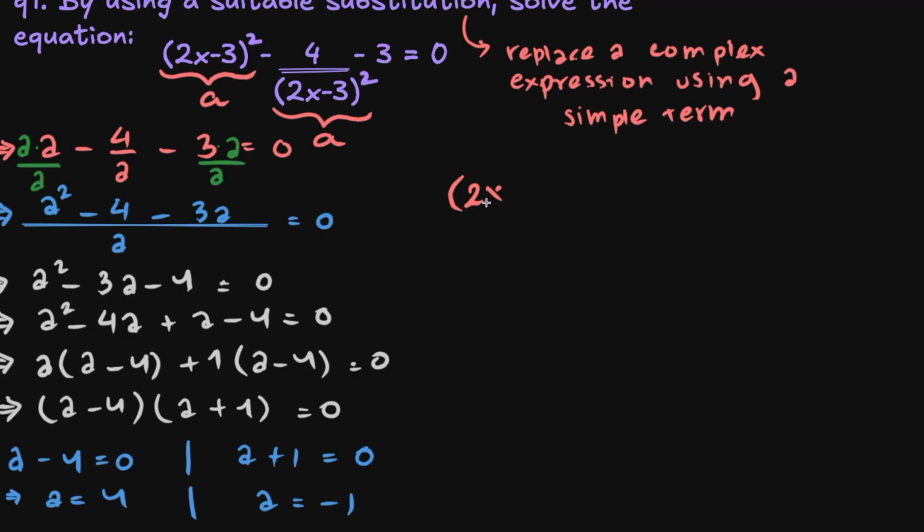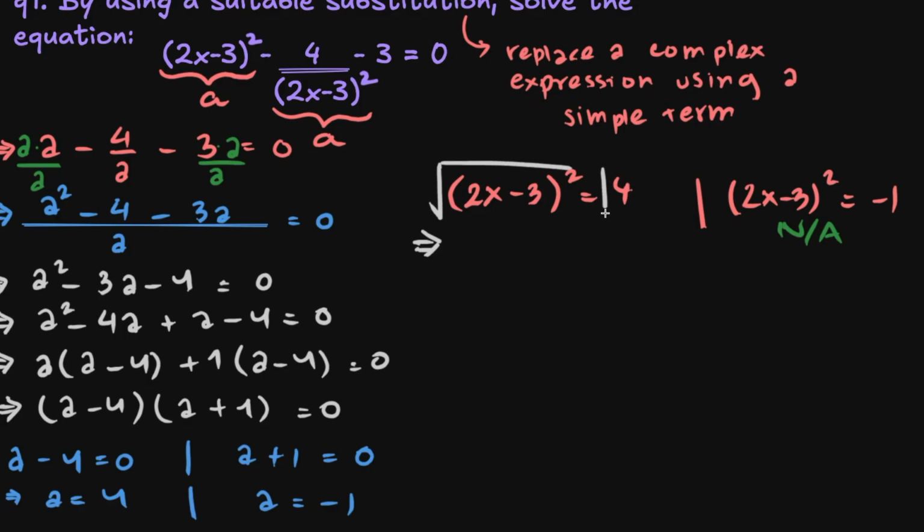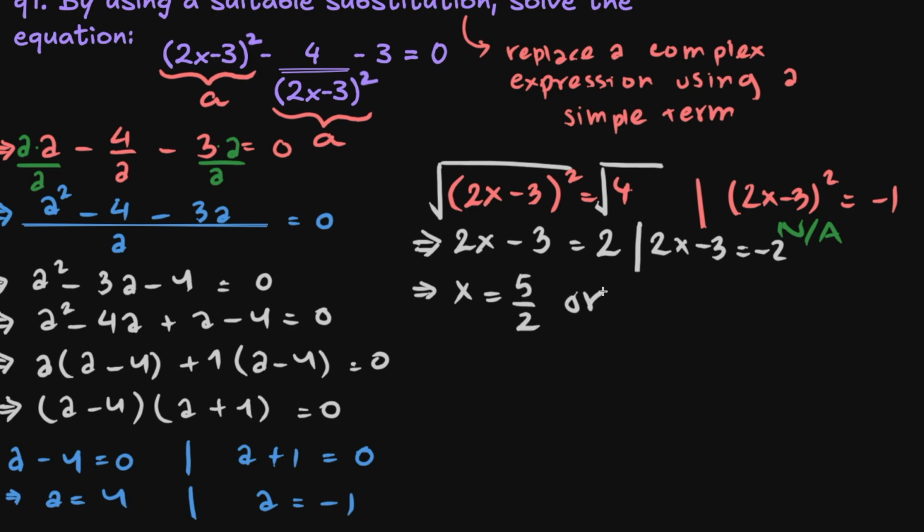So we're going to write (2x - 3) squared equals 4, or (2x - 3) squared equals negative 1. Now we see that this is not possible because the square of any term does not leave a negative number. So we'll say this is not applicable. We'll move on with this equation. If we take a root on both sides, we will get 2x minus 3 equals plus 2, or 2x minus 3 equals minus 2. Rearranging the equation, we get x equals 5 over 2, or x equals 1 over 2. And that is our answer.